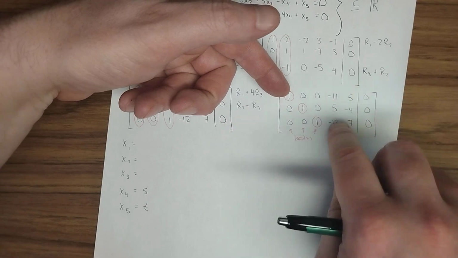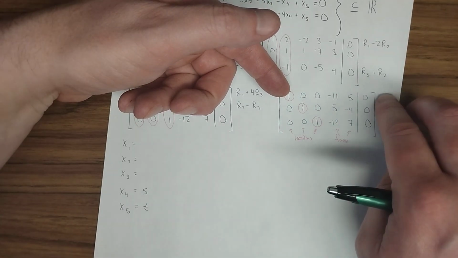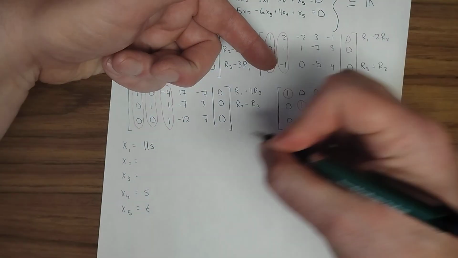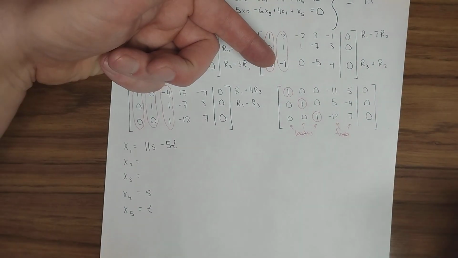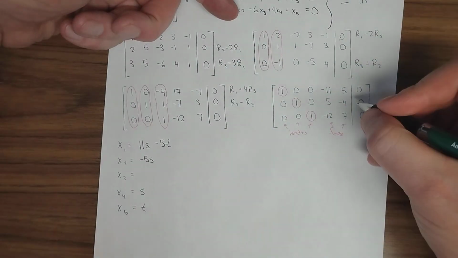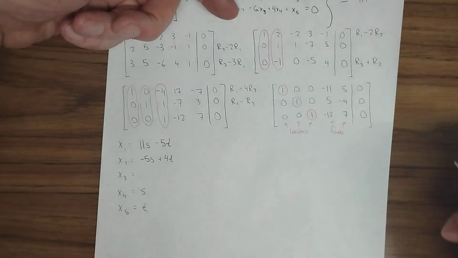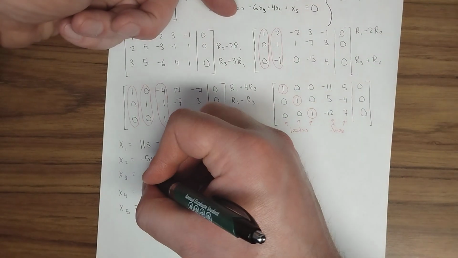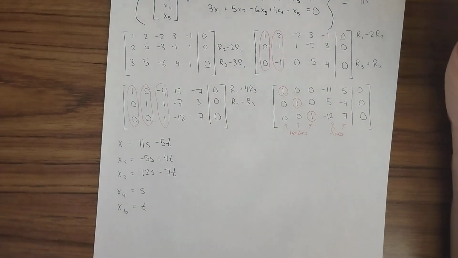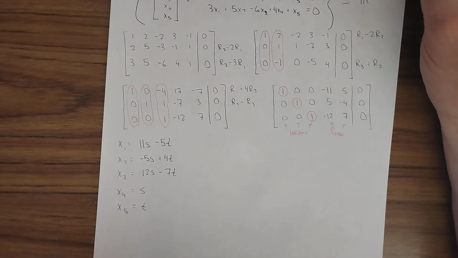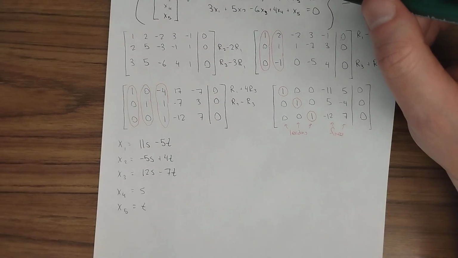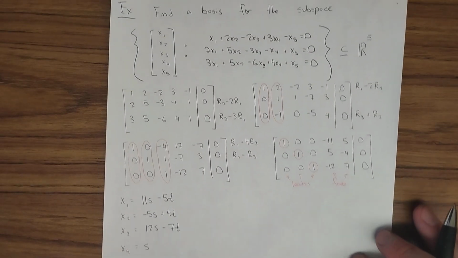x1, so basically this is S and this is T, and I just need to get it to the other side of the equation. So x1 is going to be a positive 11S minus 5T. And x2 is going to be a negative 5S plus 4T. And then x3 is going to be positive 12S minus 7T. Right? So everything I've done so far is stuff that we knew how to do like a week ago or so at least.